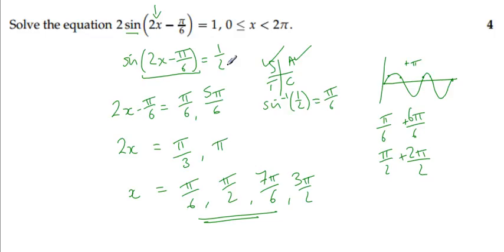Okay, for marking, your first one is for your strategy of getting the first thing equal to a half. Your second is for getting your first solutions to 2x minus pi over 6. Your third mark is for getting these first two solutions, so going from this line down to the bottom. And then your fourth mark is for adding on and getting all the solutions in your 0 to 2 pi range.